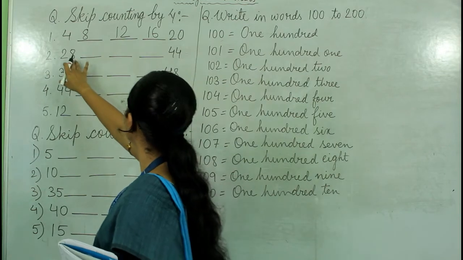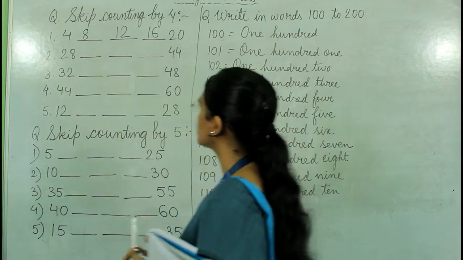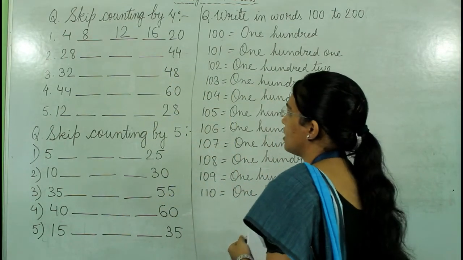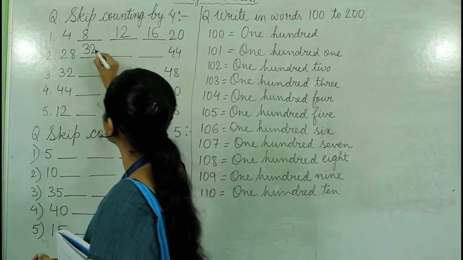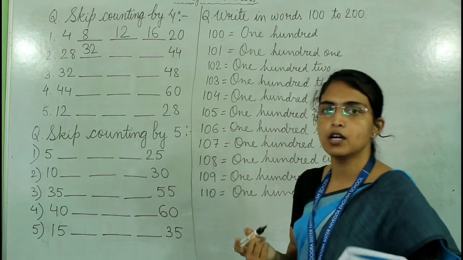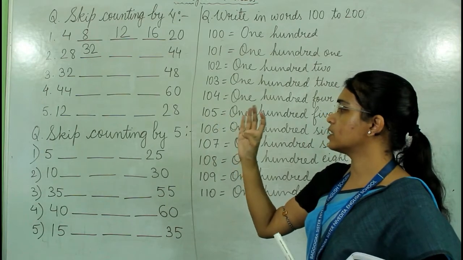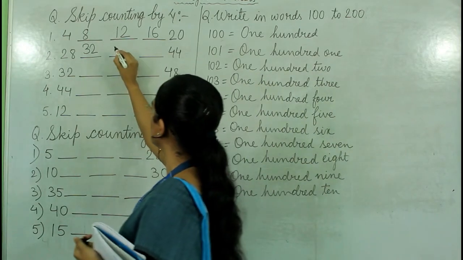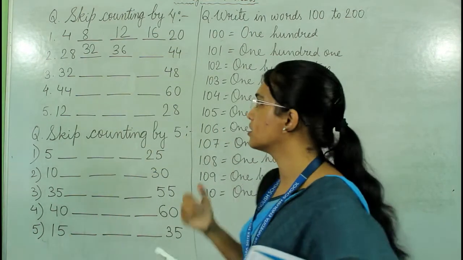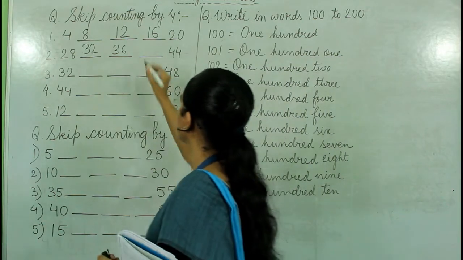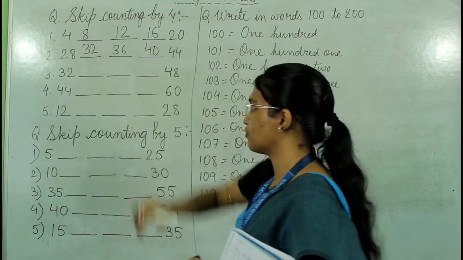Okay. So now next question, 28. Here again we have to skip how many numbers? 4 numbers. So from 28, if you skip 4 numbers, where will you reach? 29, 30, 31, 32. So the answer is 32. From 32 again we have to skip 4 numbers, that means 33, 34, 35, 36. You will get 36. Then again we have to skip 4 numbers from 36: 37, 38, 39, 40. So we will get the answer 40. From 40, if you skip another 4 numbers, you will get 44.